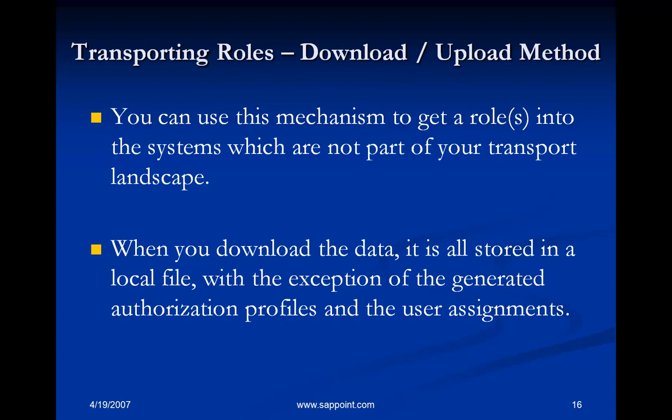Now, for example, what it means is that if you have, let's say, an R3 system, and then you have a landscape for BW systems, then you have a landscape for, let's say, XI systems. Now, all these three systems will have their own separate transport landscape.